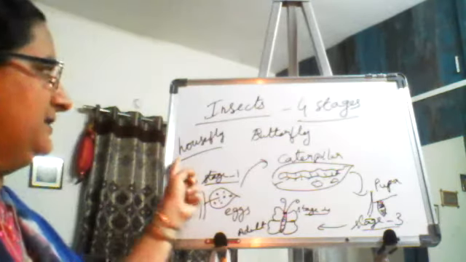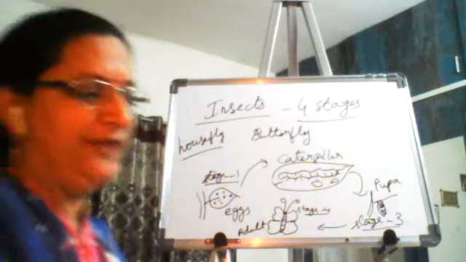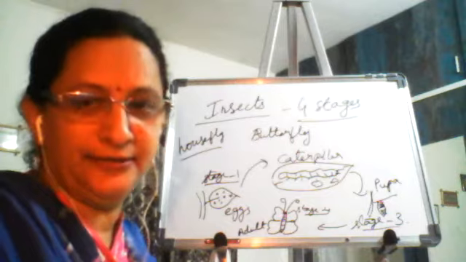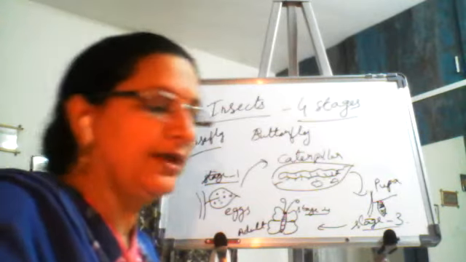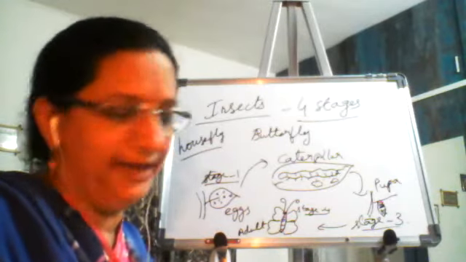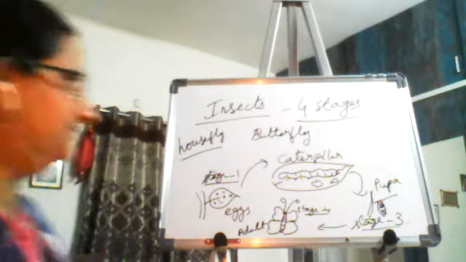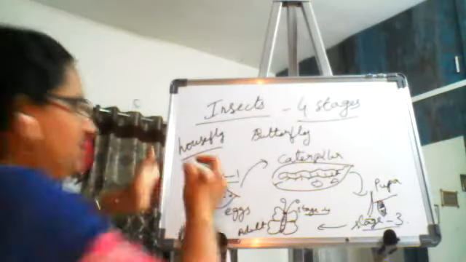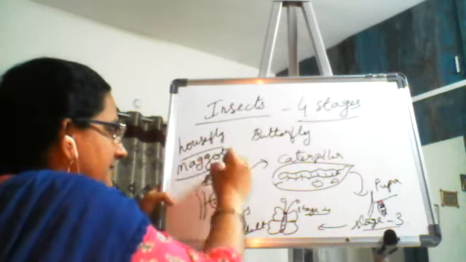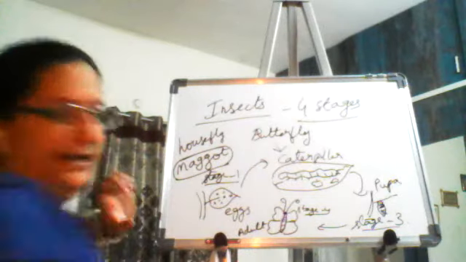So along with this, what is the other insect which has 4 stages? That is the housefly. And you know the larva of the housefly is called the maggot, and the larva of the butterfly is called the caterpillar. So just remember the larva of housefly as maggot. The spelling is M-A-G-G-O-T, maggot. That is the larva of the housefly. What is the larva of the butterfly? Caterpillar.